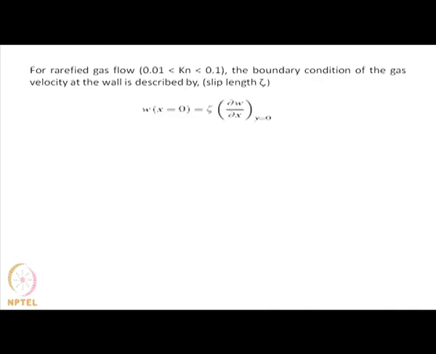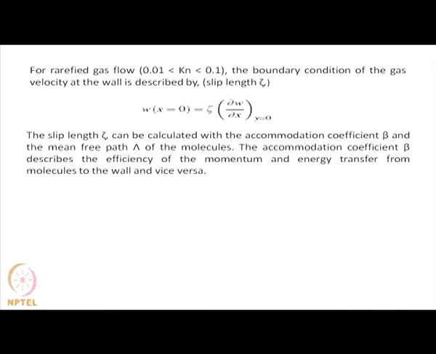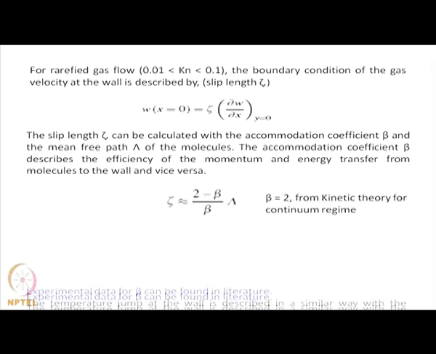But due to the rarefied condition, it comes and then immediately goes back, so it cannot take the total quantity of momentum or the total quantity of energy. So this beta essentially tells us what fraction of energy it can take due to the rarefied condition. So for rarefied flow, in the boundary condition, the velocity is going to be a function of zeta, which is called the slip length, and this slip length can be calculated from the accommodation coefficient and the mean free path of the molecules.